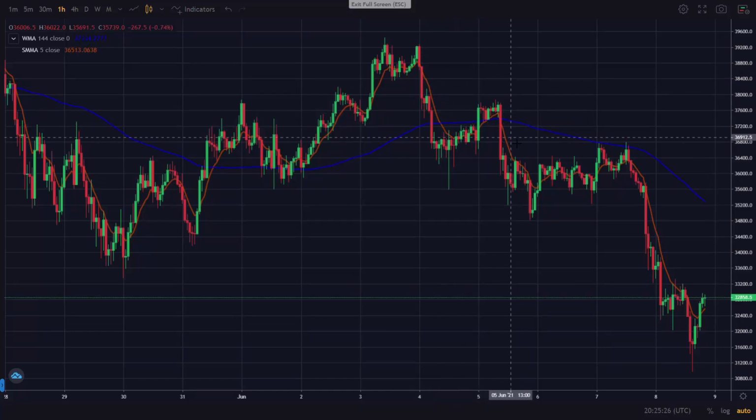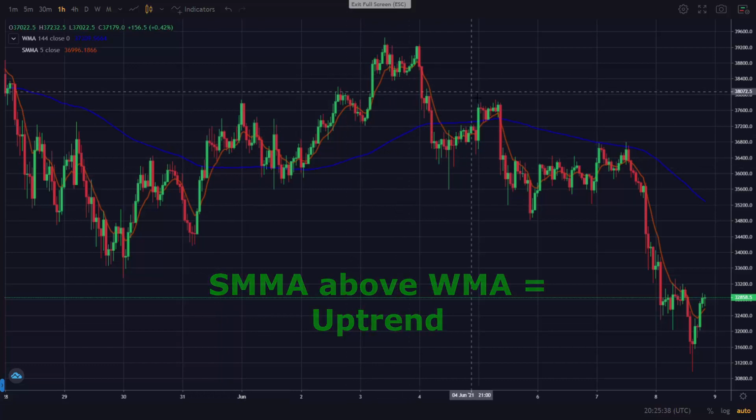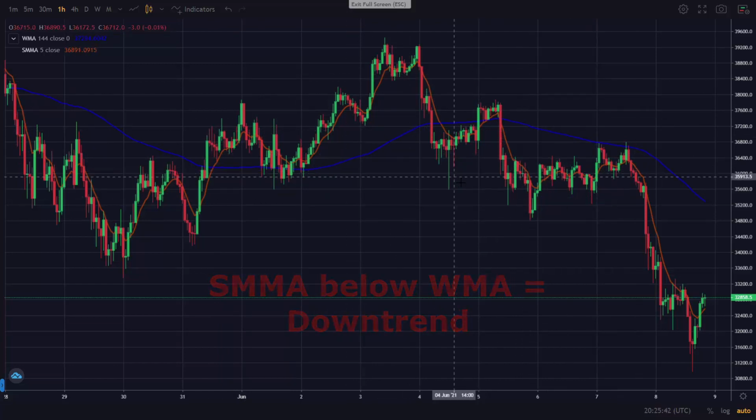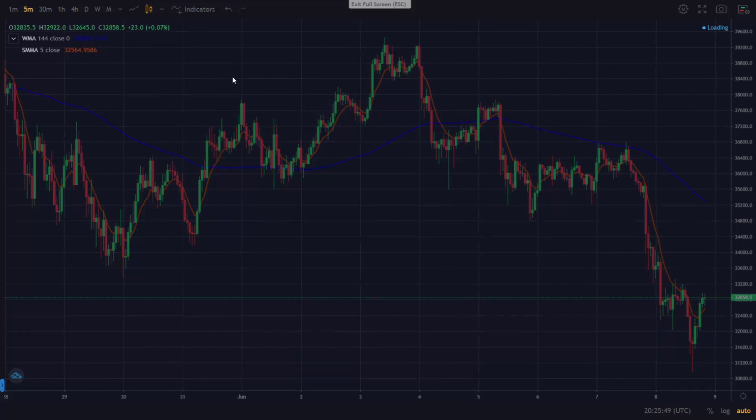Now the reason we use these 2 indicators is to determine the trend. And how we're going to read the trend from these 2 indicators is that when the SMMA crosses above the WMA, we're in an uptrend. And when it crosses below the WMA, we're in a downtrend. So this is very important for where we're going to move to, which is a 5-minute chart where the trading will actually occur.